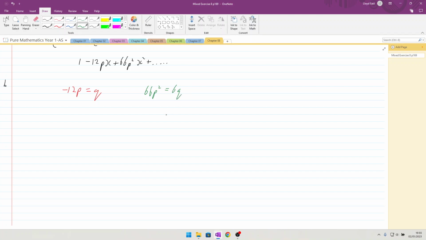With all that in mind, to find p and q, substitute the red one into the green one, so we end up with 66p squared equals 6 times minus 12p.